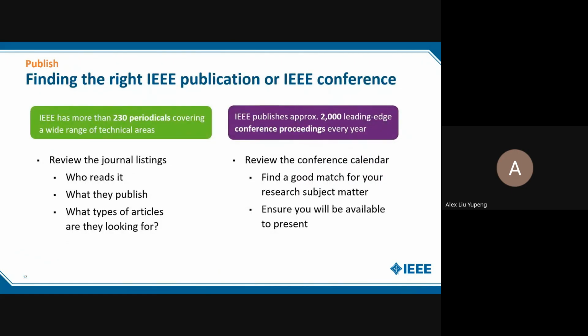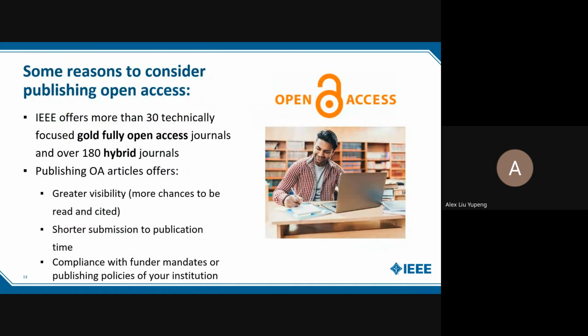IEEE has most, and later I will share with you where you can find the full list of IEEE journals and where you can find all the upcoming conferences that IEEE is organizing. And for open access, right now it is mainly looking at the journals. For conferences, not many. Most of the time we're talking about open access publishing in journals.